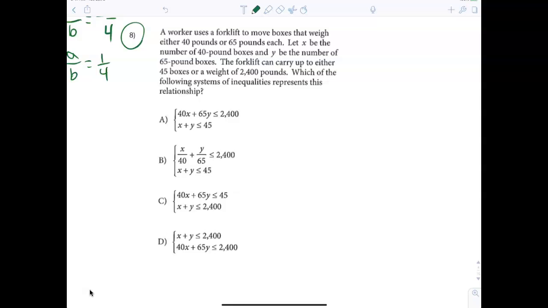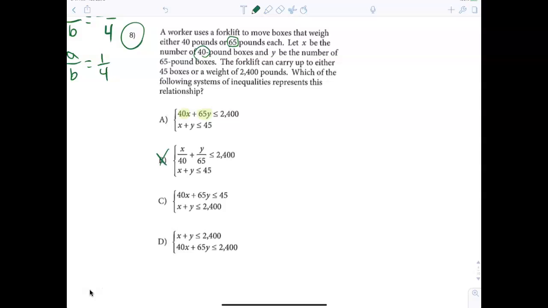All right, so let's look here real quick. It says that a worker uses a forklift to move boxes that weigh 40 pounds or 65 pounds. X is the number of 40 pound boxes and y is the number of 65 pound boxes. So let's make sure I'm looking at this carefully. X is 40, so 40x, 65y. Does that look right? Let's look at the next. Is B possible? Does everybody agree B is kind of dumb, right? So you should have been able to cross out B. 40x and 65y, does that look good? That looks good too, right? Now, what do the 40x and the 65y represent, though?